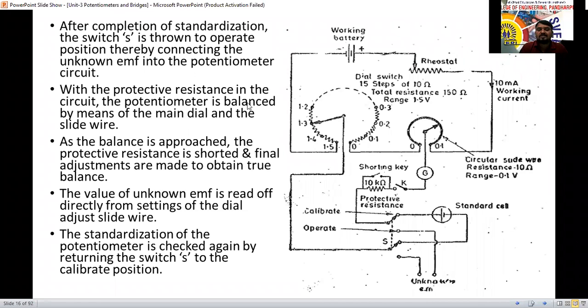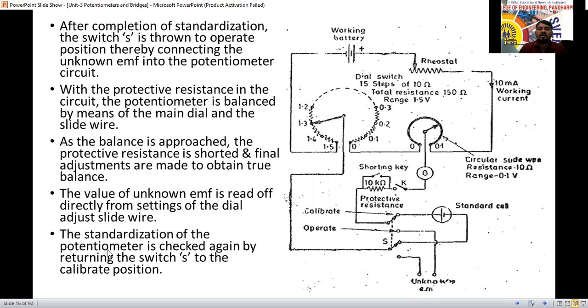With the protective resistance in the circuit, again we use the protective resistance. As the balance is approached, the protective resistance is shorted. Again we balance, and once balanced, we short it. The value of the unknown EMF is read off directly from the setting of the dial and the slide wire. This slide wire has a range of 0 to 0.1 volt, and the dial also has a scale. From this we can compare and get the unknown EMF directly.